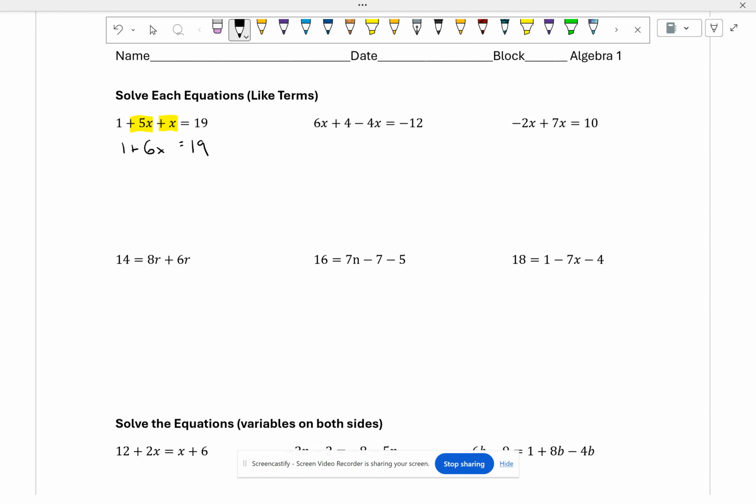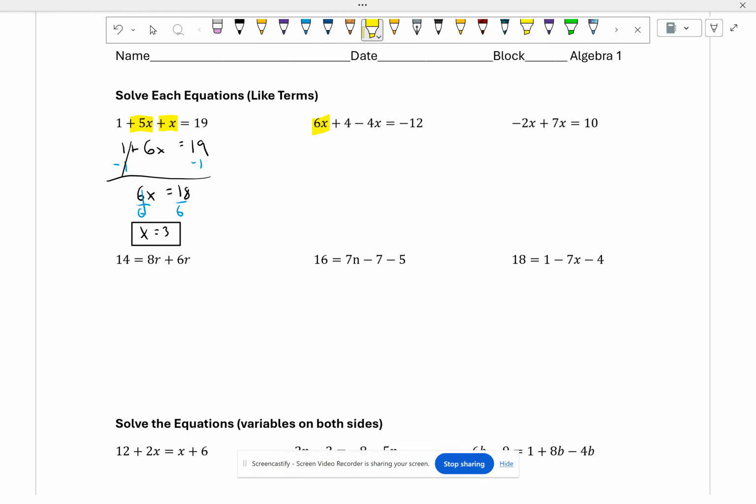So that's like that thing that we've been doing on the homeworks, combining like terms. And now it's just like the problems we've been doing, subtract 1 on both sides to get rid of the plus 1. So 6x equals 18. And then divide by 6 on both sides, and we get x equals 3. Okay? So just combining like terms.